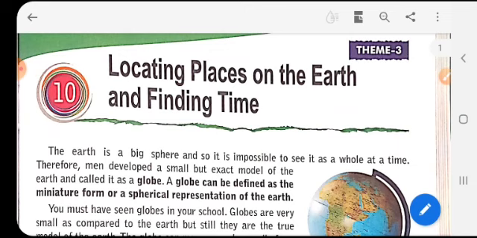Children, you have seen how our earth looks. Now, in this situation, we can find or locate places on earth. But how? This is what we are going to learn in this chapter.